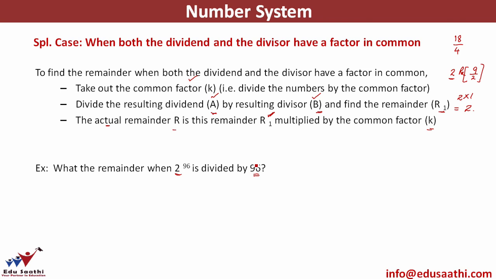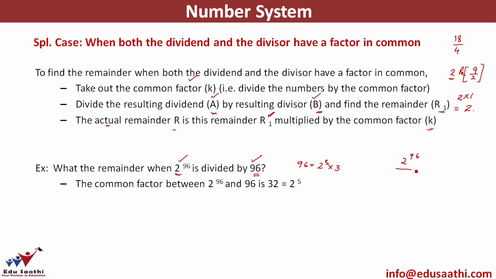Now if I look at it, 96 and 2 raised to power 96 have 2's in common. 96, if you solve it out, is 32 into 3, or 96 can be broken down as 2 raised to power 5 into 3. The numerator that I have is 2 raised to power 96, and the denominator is 2 raised to power 5 into 3. This is what I have, and I have to find out the remainder.